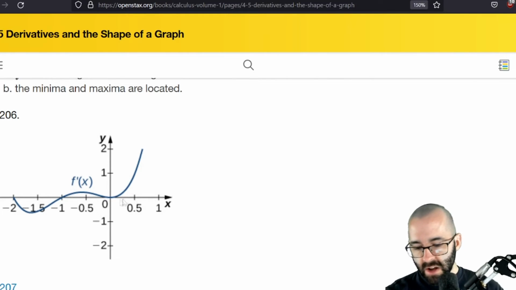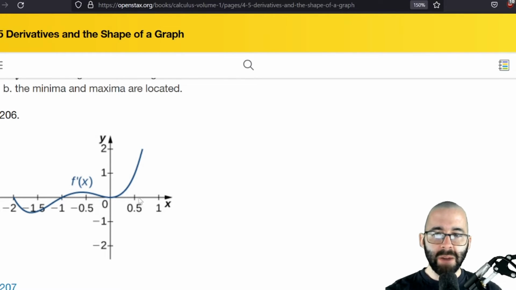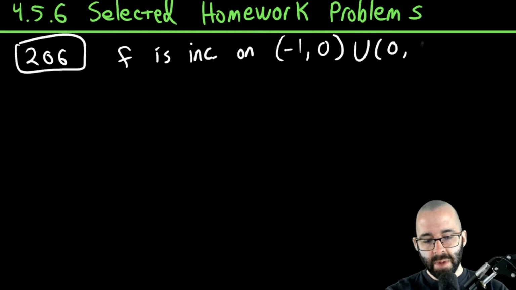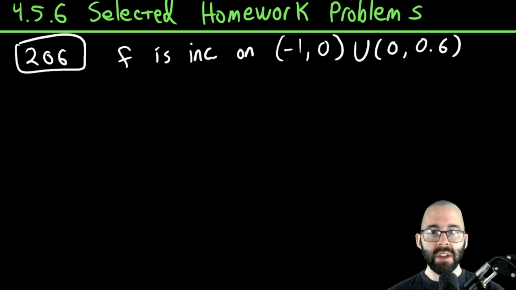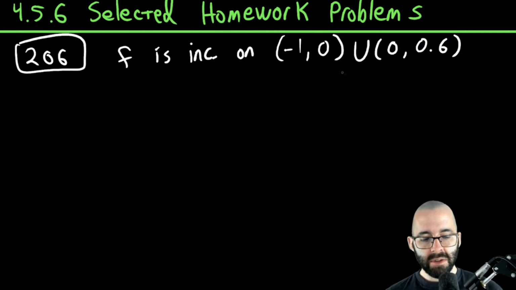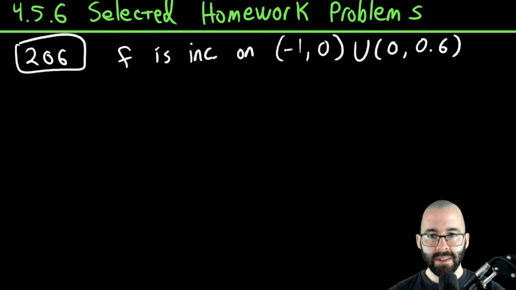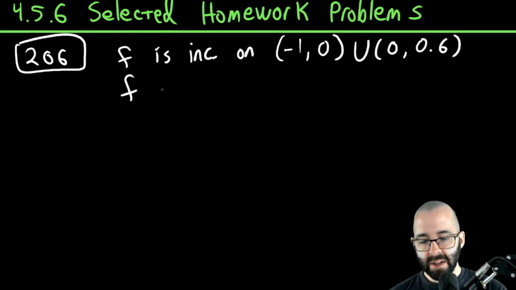And then the derivative is also positive from 0 to, let's say this is like about 0.6. So it's also positive over here. And again, small thing, 0 is not included, so we do have to write it like this, as two disjoint intervals. And we can basically do the same thing for decreasing.